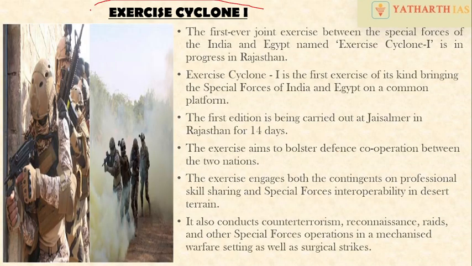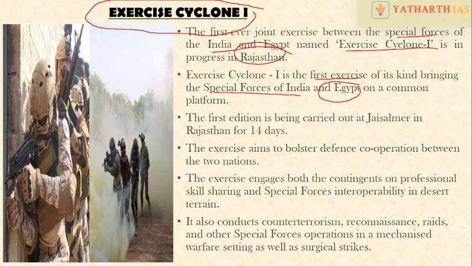What is this Exercise Cyclone 1? The first ever joint exercise between the Special Forces of India and Egypt, named Exercise Cyclone 1, is in progress in Rajasthan. It is the first exercise of its kind, bringing the Special Forces of India as well as Egypt onto a common platform. So please remember, Exercise Cyclone is between India and Egypt, and they have brought the special forces of both countries to this platform, and this is the first exercise. The first edition is being carried out at Jaisalmer in Rajasthan for 14 days.